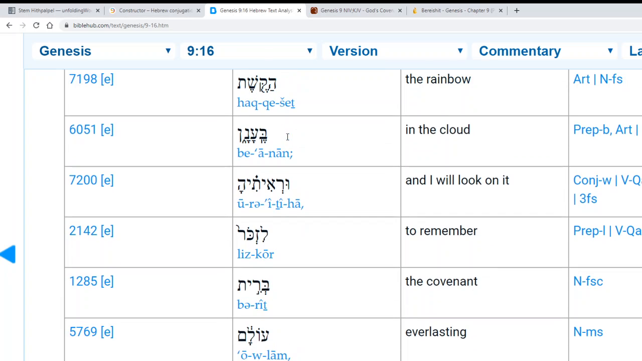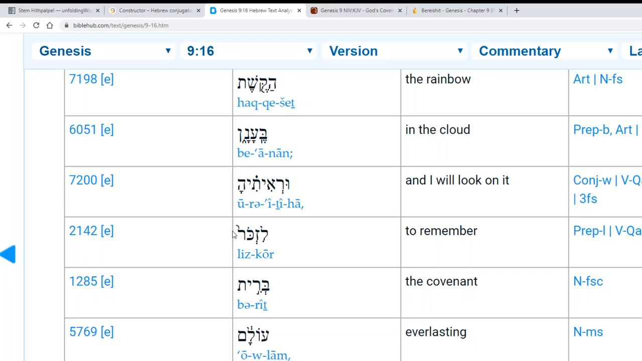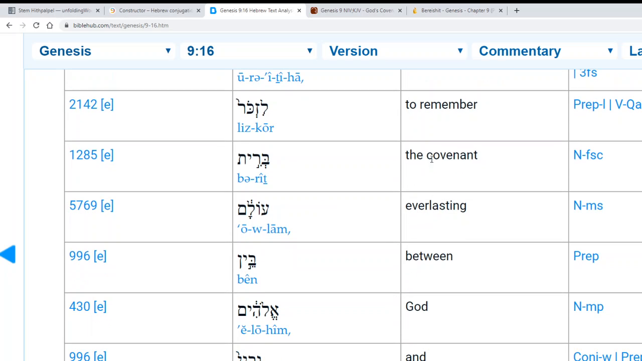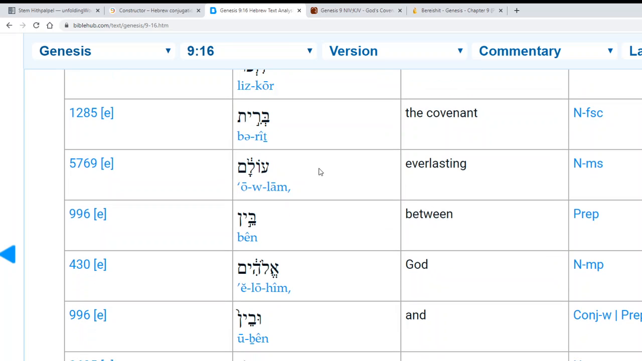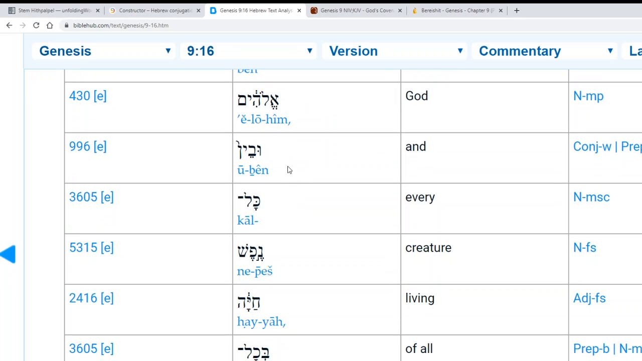The keshet, the bow. Lizkor, to remember, and this is again the root zayin chaf resh in the infinitive, written bechisaron. It's written without the vav. Brit, meaning covenant. They're saying the covenant. There's no article here. Olam. Brit olam is in the construct. Brit is covenant. Olam meaning perpetual or world. Brit olam, everlasting covenant. Bein Elokim, between Shem Elokut, God.